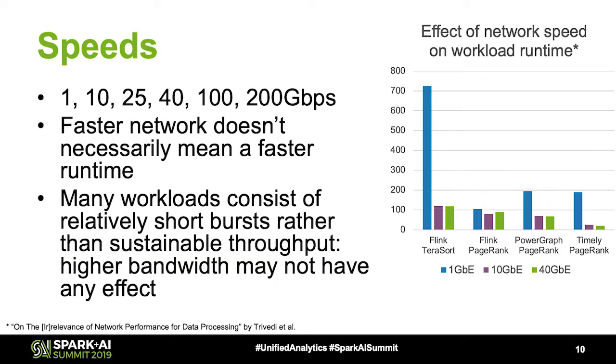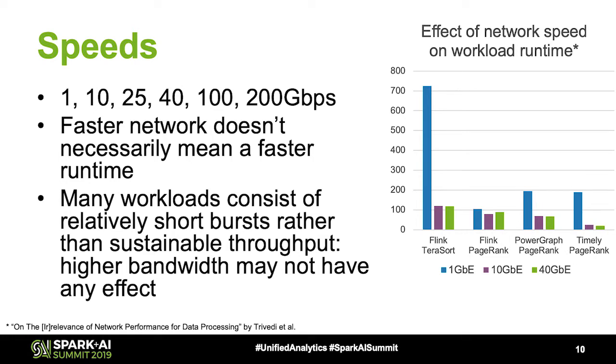First of all, we have network speeds or bandwidth. We have 1, 10, 25, 40, 100, and even 200 gig networks. But the thing is that a faster network doesn't necessarily mean a faster runtime. We can see here on the right the effect of network speed on a bunch of different big data workloads, which does not necessarily mean a job speedup. We see that the change from 1 gig to 10 gig is very significant in job runtime. It means that the other components in the system are able to saturate a 1 gig line very easily.